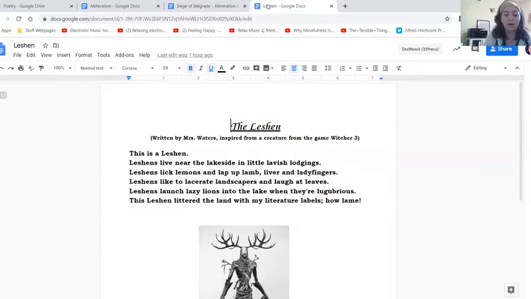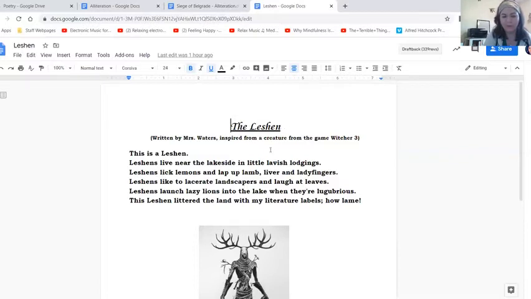Okay, so what I decided to write mine on was the name of a creature that's been in a video game that I've been playing. I've been playing a lot of Witcher 3 and really getting into it. So one of the creatures in the game is called the Leshen. So this is not my word. I wanted to make sure I gave credit to the game writers of Witcher 3 that they came up with this. But what I would like to do is see you come up with some of your own creature names.